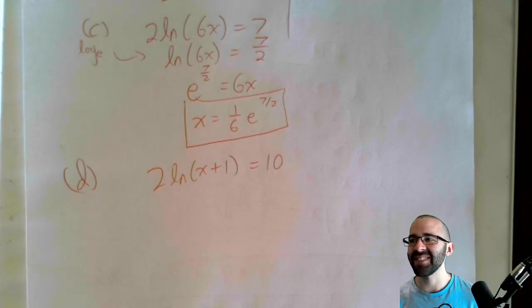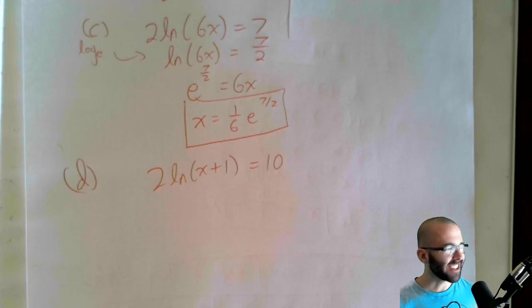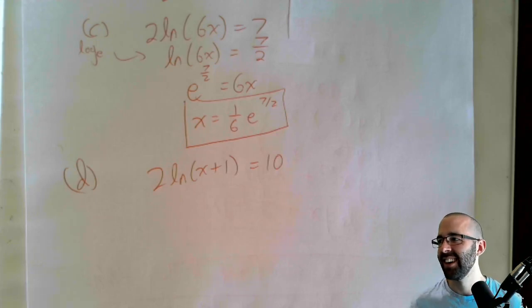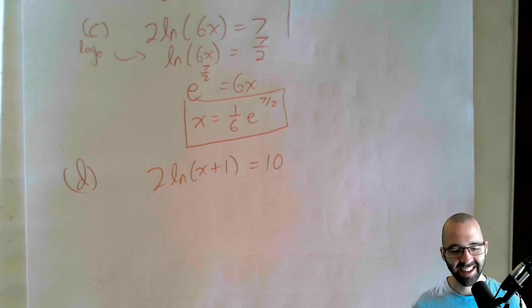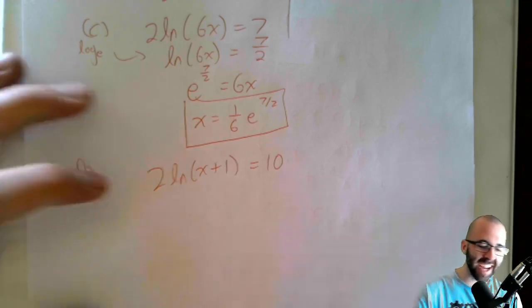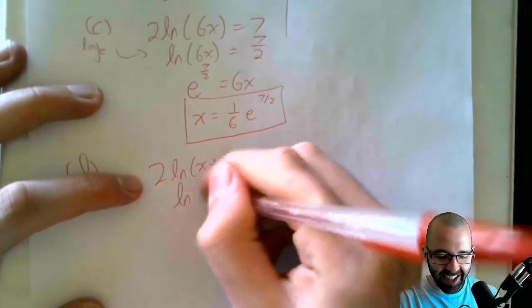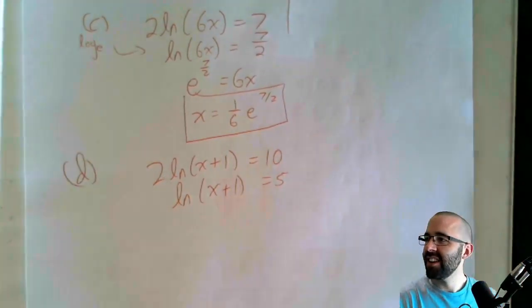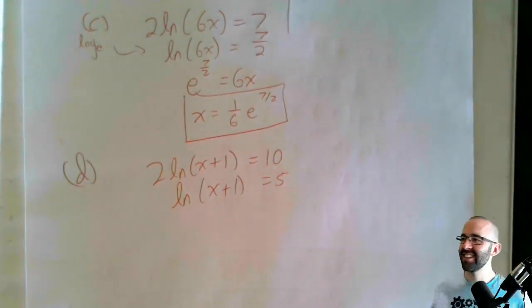Isolate, yeah, but what does that mean? You're good so far. Divide by 2. Saved by Ashley. Good work. To get the natural log of x plus 1 equals 5. What do we get next?